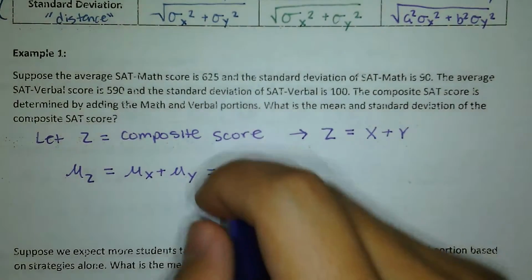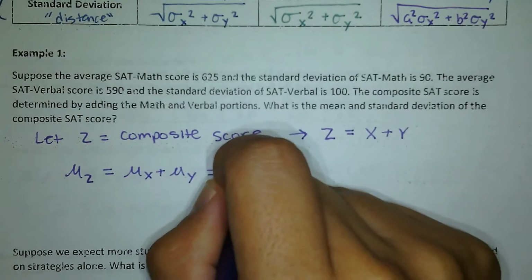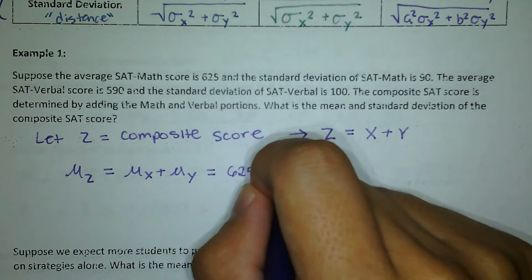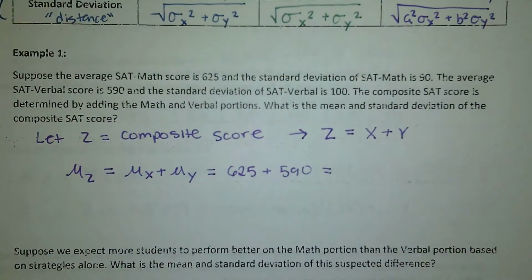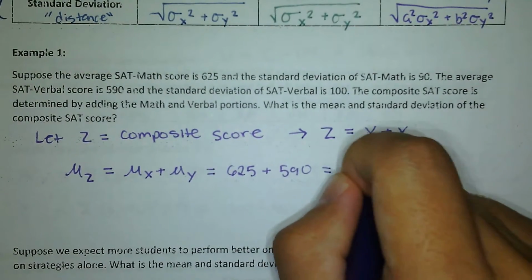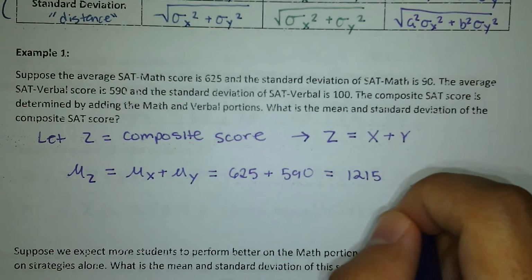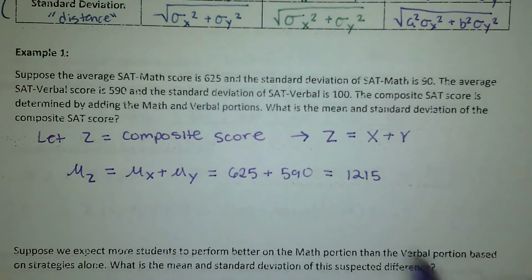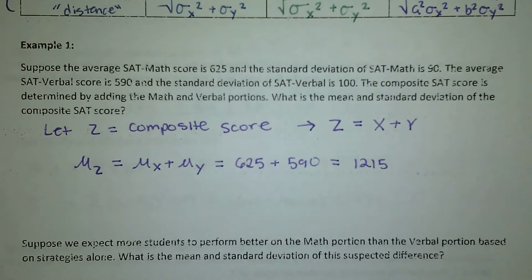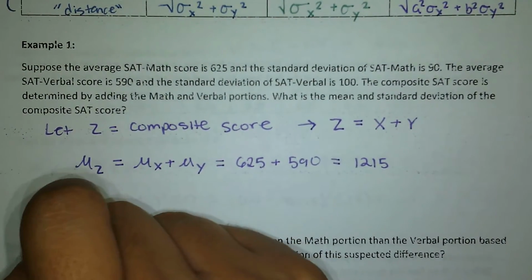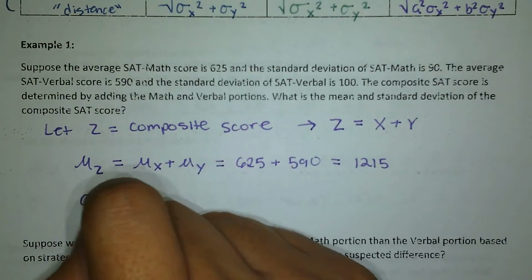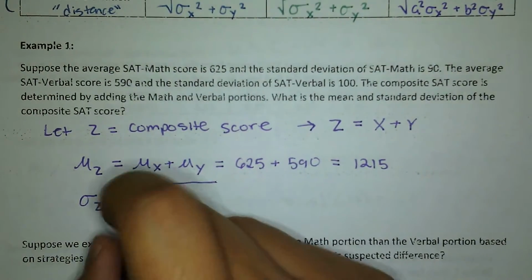Well, I know the mean of x is 625, and I know the mean of y is 590, which would tell me that their combined average here would be about 1,215 points, I guess, because we don't really have context. So we'll assume points.